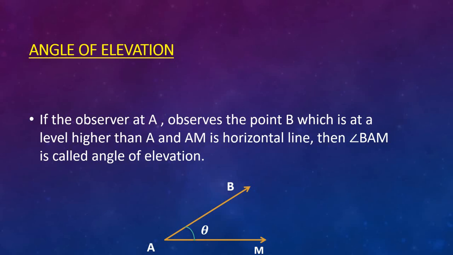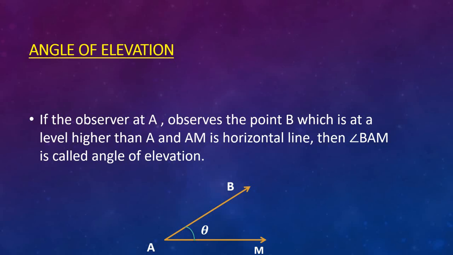The definition of angle of elevation is: if the observer at A observes the point B which is at a level higher than A, and AM is a horizontal line, then angle BAM is called the angle of elevation.